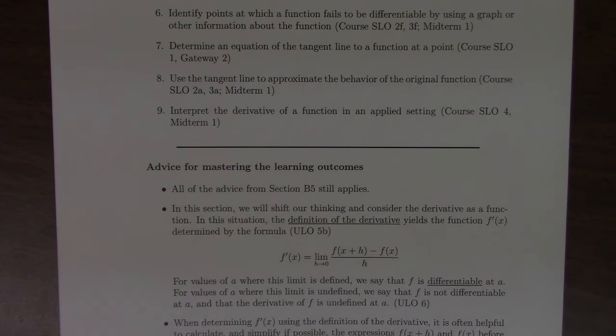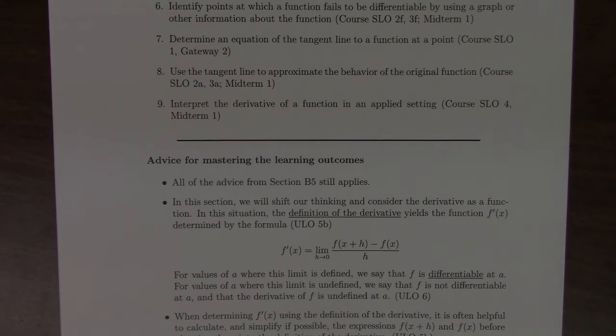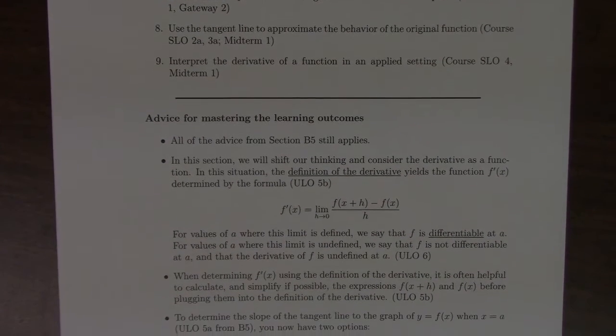But what we're going to do in this section is we're going to sort of shift our thinking, and we're going to start considering the derivative as a function, meaning if I pick a particular value of x, I can find the slope of the tangent line at any location that I want on the graph as long as the graph is differentiable at that point. So we're going to adjust our definition just slightly.